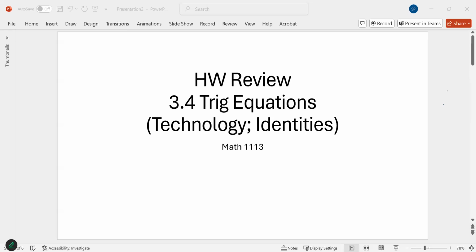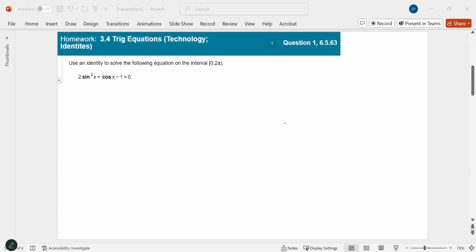I just wanted to go over some problems with you from your homework, 3.4 trig equations. This pertains to the trig identities problem. This is question 1 from your 3.4 trig equation identities homework: use an identity to solve the following equation on the interval 0 to 2 pi.